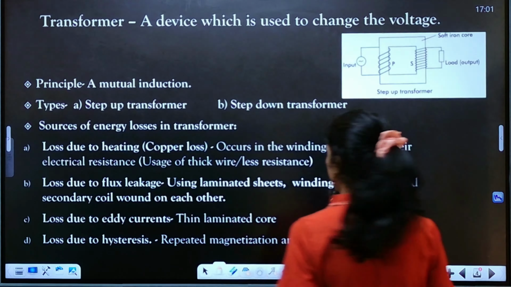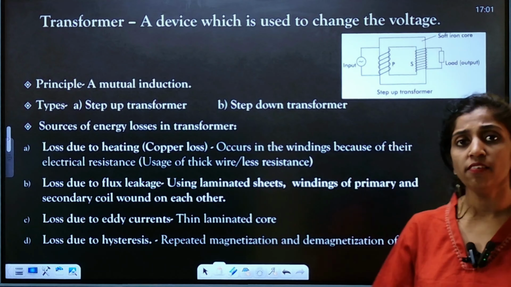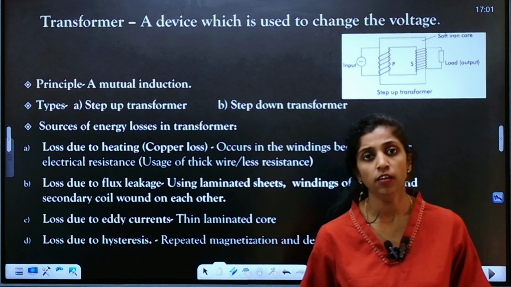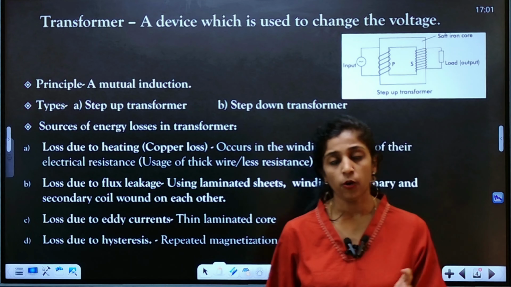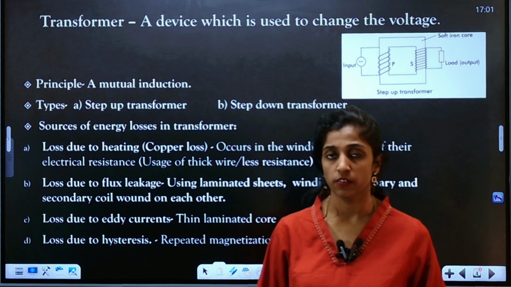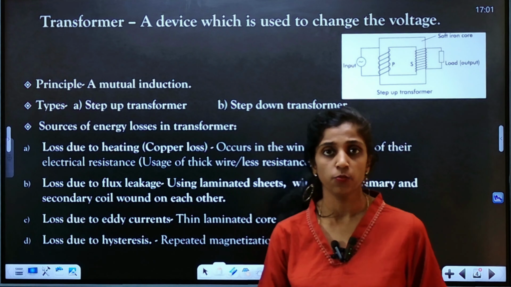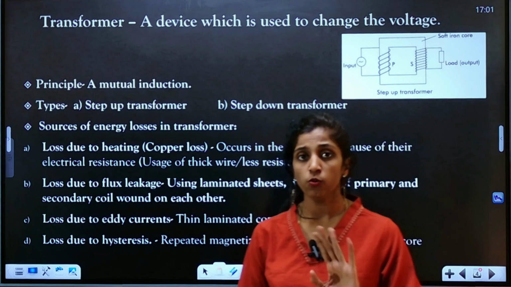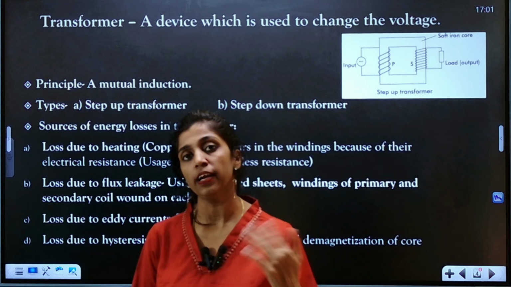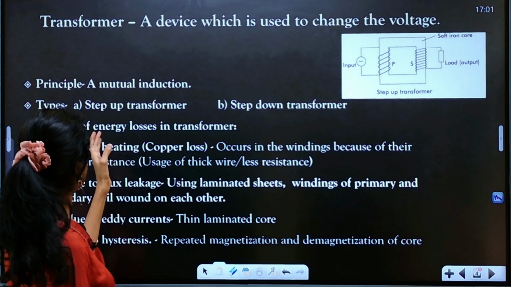Moving to the next, we have something called transformer in this chapter. Please know what a transformer is, and on what principle it works. The transformer works on mutual induction, and we have 2 types of transformers: step up transformer and step down transformer. The name itself tells.